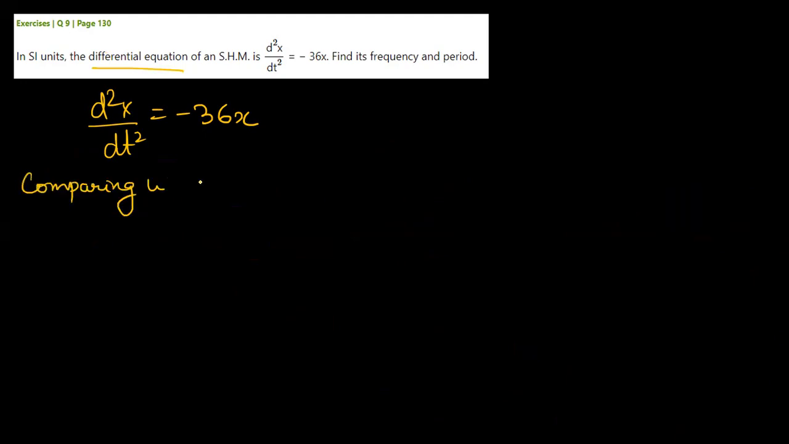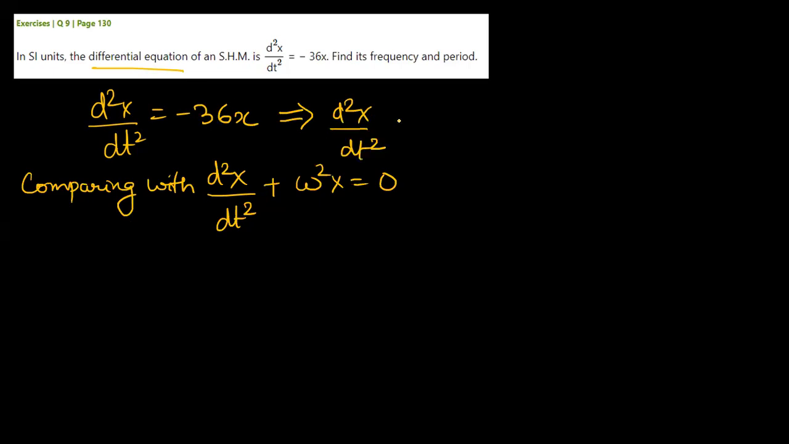Next question. In SI units, the differential equation is given by, this is given to us, d square x by dt square is equal to minus 36x. Now let us compare this equation with the standard differential equation, since in the question they have said a differential equation. So comparing with d square x upon dt square plus omega square x equal to 0. If I take this minus to the left side, this will become plus. So d square x upon dt square plus 36x will be equal to 0.